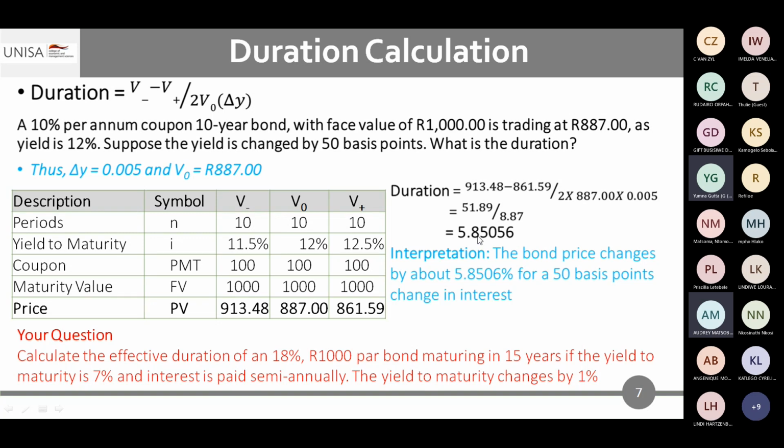Once you do your division, we get the duration to be 5.85056, right? Our interpretation for this is the bond price changes by 5.85% for a 50 basis point change in interest rate, right?